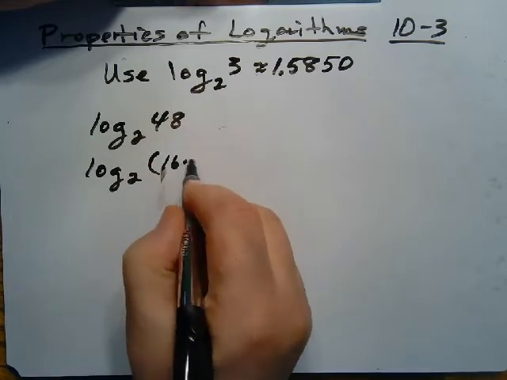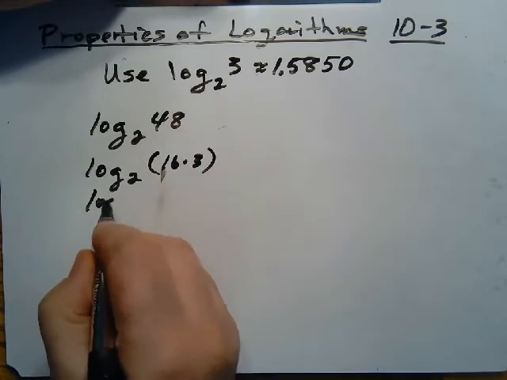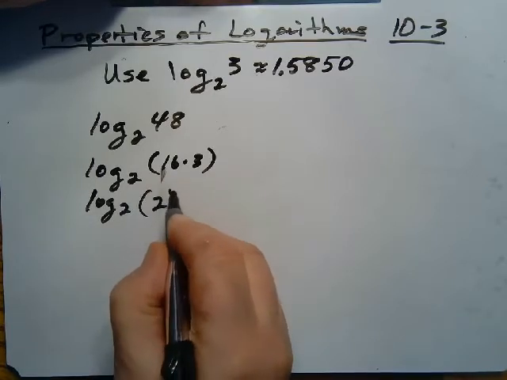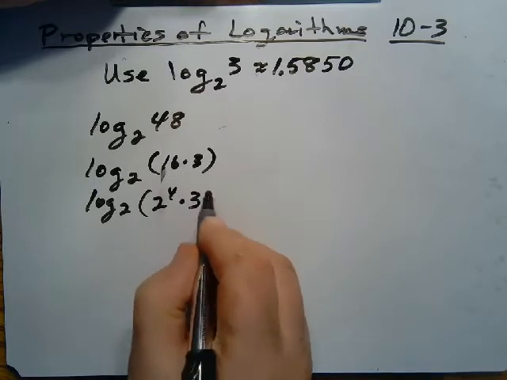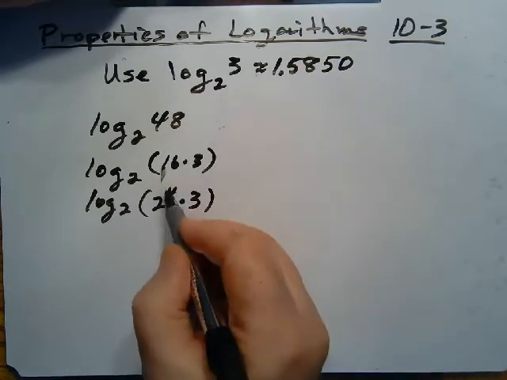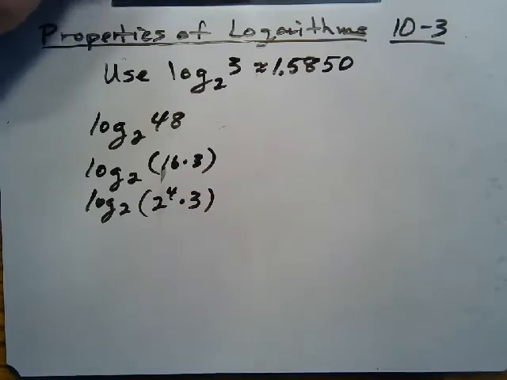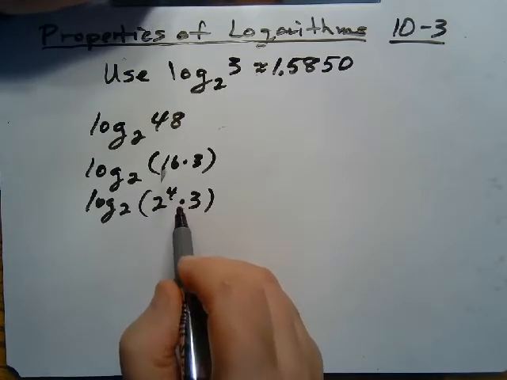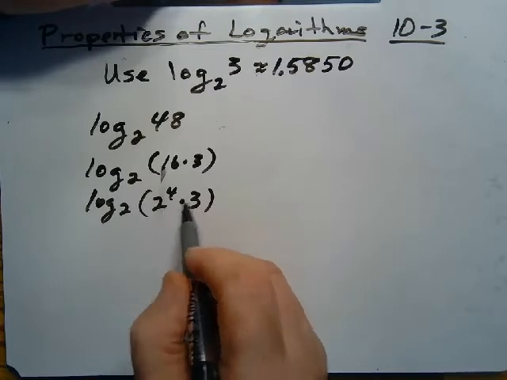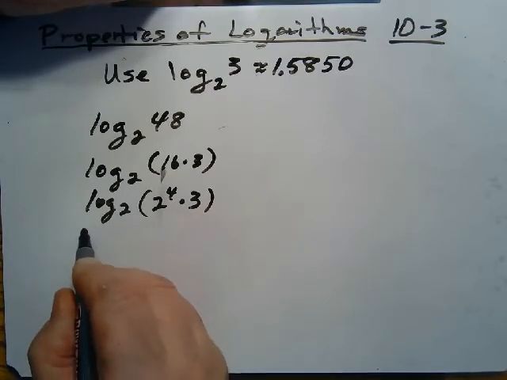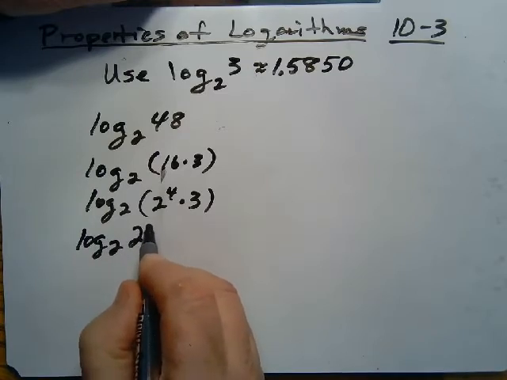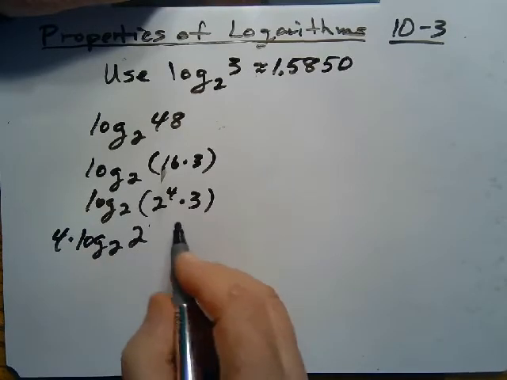16 times 3, but 16 happens to be 2 to the 4th power times 3. Now notice I'm trying to use the numbers 2 and 3. I may end up using other numbers for exponents. And now I have it written this way, and I can go ahead and use the properties of logs to solve this. Well, what is this, using the properties of logs? Here we go. Log base 2 of 2 to the 4th. Well, that 4 doesn't have to go up here. I can put it out in the front.